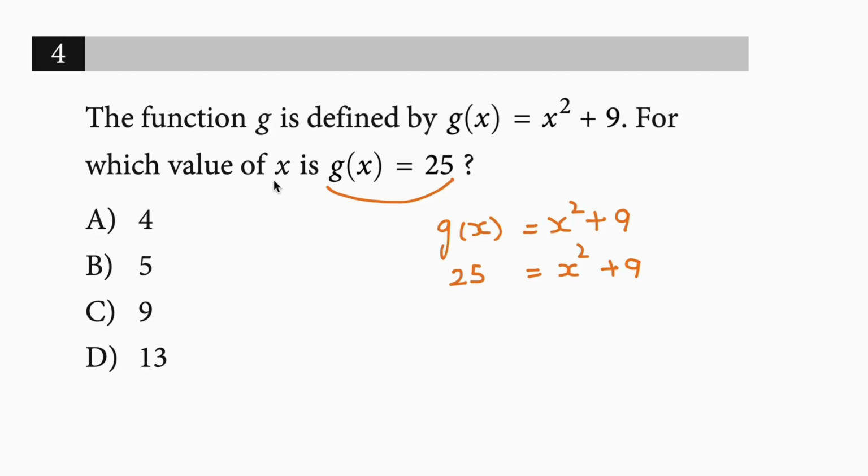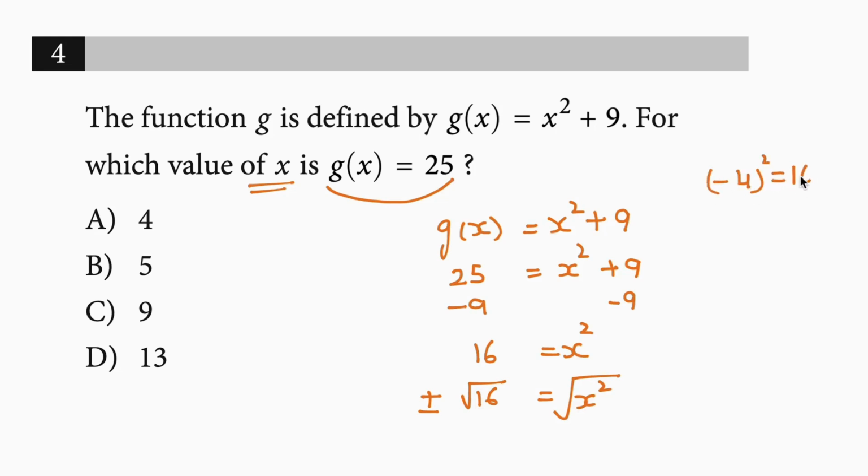Now I need to calculate the value of x. Let's subtract 9 on both sides. So x squared is equal to 16. Now let's take the square root of both sides. Whenever we take a square root we always put a plus minus sign. Why? Because if you square negative 4, it's going to be plus 16, or if you square positive 4 it's going to be 16 once again. So we don't know whether the answer is negative or positive, so we put both signs. So x is equal to plus 4 or minus 4.